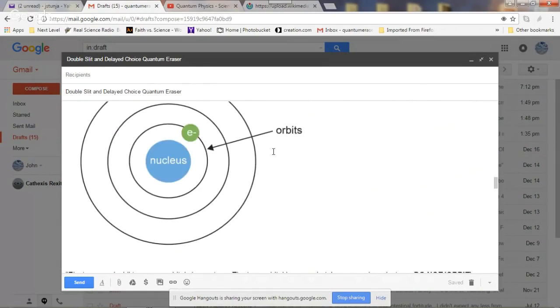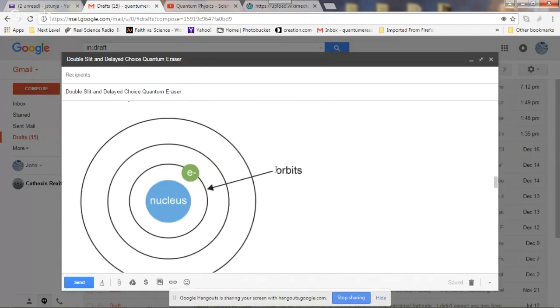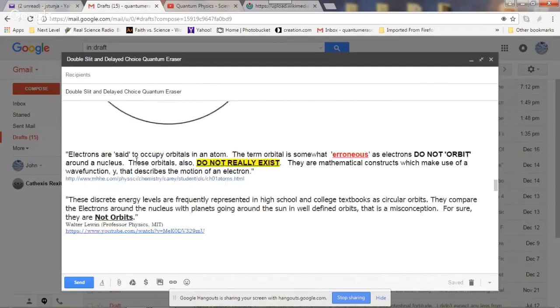Now, disregard completely orbits. These are not orbits. Electrons do not rotate around any nucleus. Okay, if you're unsure about that, I have a couple. I think the misconception is they're just using it as a type of explanation or visual as to what may be happening, but people get confused.